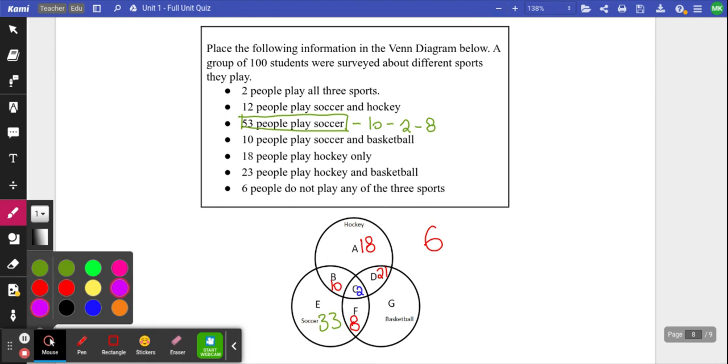How do you find the people that play basketball? Well, they told you that there's 100 students in the survey. So all those numbers should add up to be 100 in our Venn diagram. If you add them up, that's 18 plus 21 plus 2 plus 10 plus 8 plus 33 plus 6 people who don't play anything. That equals 98, meaning I'm missing 2 people to get to 100. Those are the 2 people that play basketball. Now my Venn diagram is complete. I can go ahead and look at the statements.